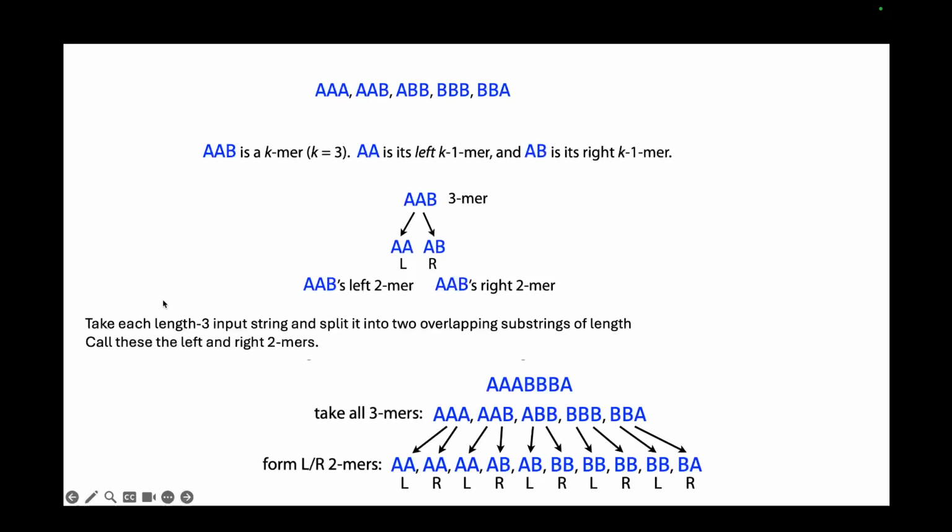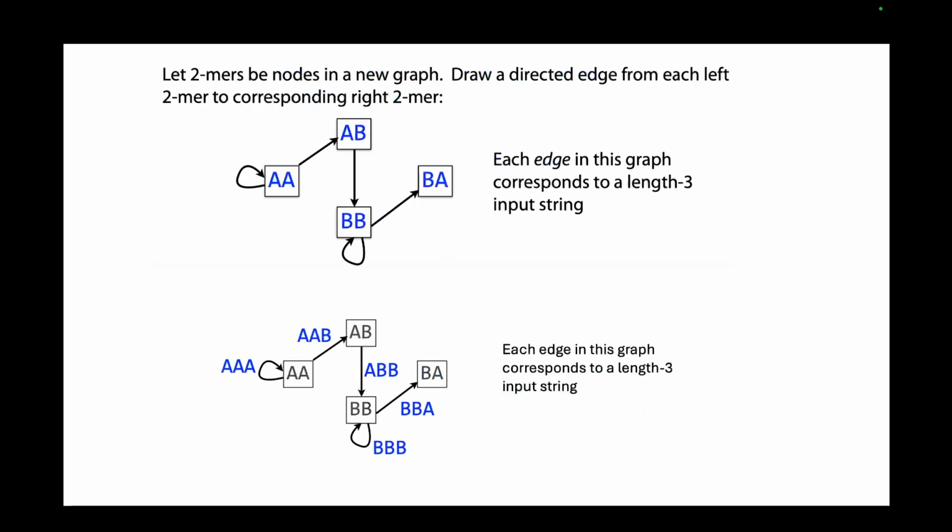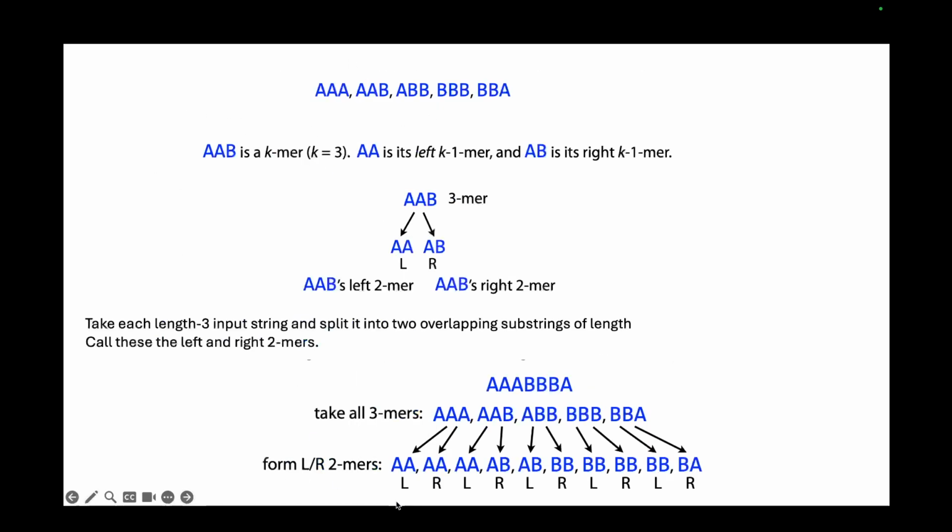Now, if we take each length-3 input string and split it into two overlapping substrings of length k minus 1, we call these the left 2-mers and the right 2-mers. So you take all the 3-mers and break them down into left mers and right mers of k minus 1 length. Now you let these 2-mers be nodes in a new graph. So these are your 2-mers, like here.